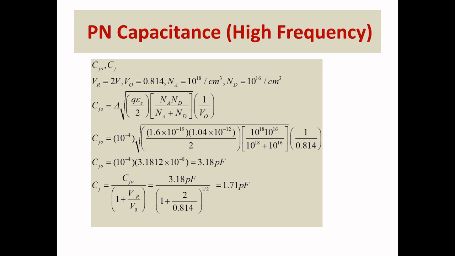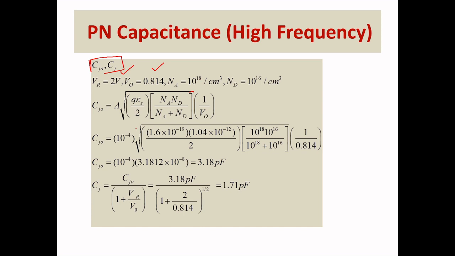The given values are: voltage 2, cut-in voltage 0.814, acceptor concentration 10 to the power 18 and donor concentration 10 to the power 16. We want to find Cj and the zero bias capacitance. To find the zero bias capacitance, you know the formula: A times the square root of (q epsilon_S divided by 2) times (Na Nd divided by (Na plus Nd)) into 1 plus V0. The values are given here.